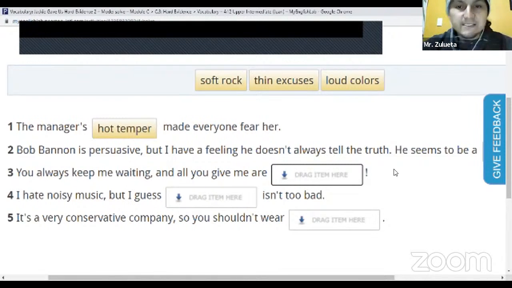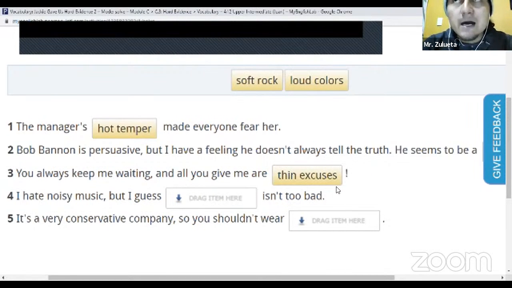Very good, excuses. So here we add thin. You know, thin is the opposite of wide. Okay, so thin excuses are excuses that are not heavy, excuses that are not believable. So you always keep me waiting, and all you give me are thin excuses, excuses after excuses, and I no longer believe in them. They do not sound reasonable. Thank you very much. Now, Andres, can you help us with number 4?